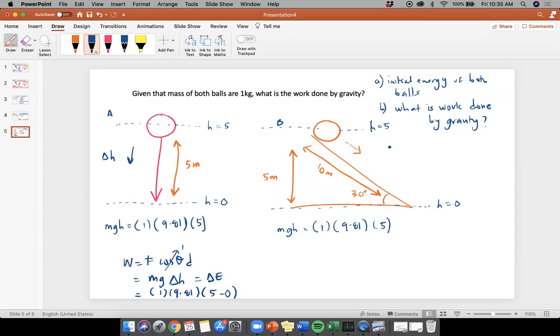What is the work done by gravity in this case, for this ball? Work done is F cosine theta d, and we know that the displacement of this ball is 10. So how do we do this one? The displacement of the ball is 10 in this direction. Any guess? The displacement of the ball on the incline is 10. So how do I calculate the work done?